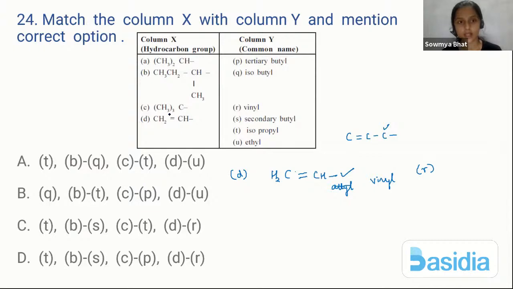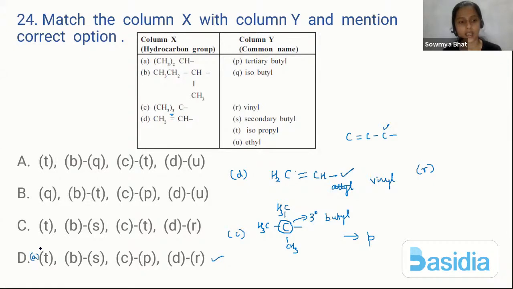Which is easier for me? The next one, option C. I'm going with option C. C is attached to 3 carbon atoms, 3 CH3 groups. The carbon which is attached to 3 other carbons is called a tertiary carbon. And there are 4 carbon atoms together. So this should be tertiary butyl. And this one, option C, goes with tertiary butyl, that's P. Then C with P. So you have got your answer, that's D.